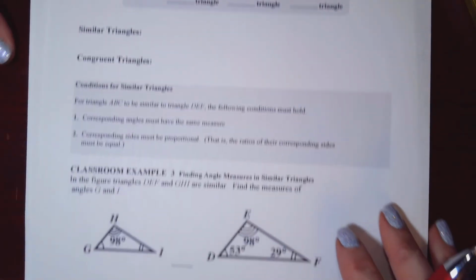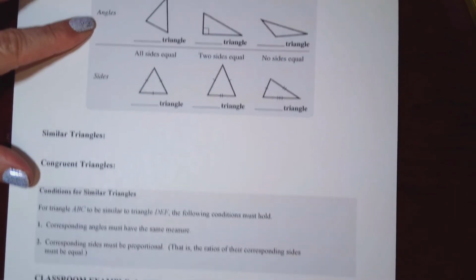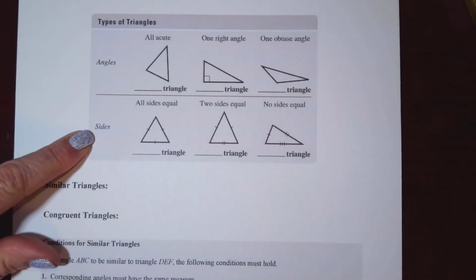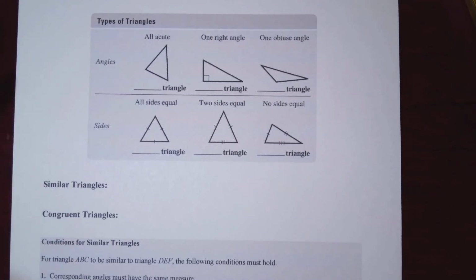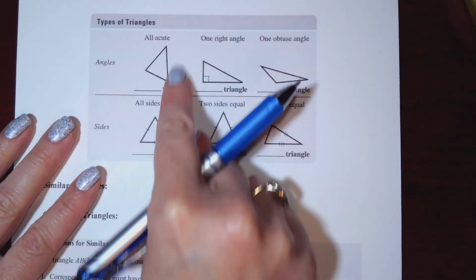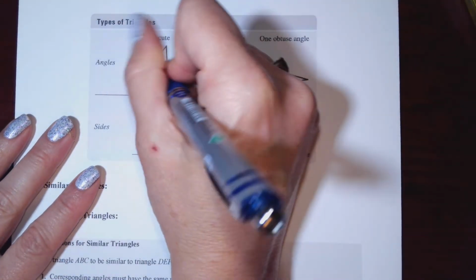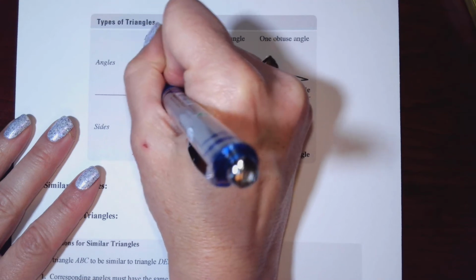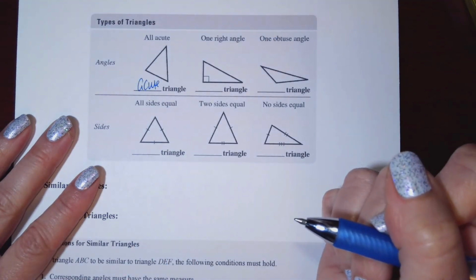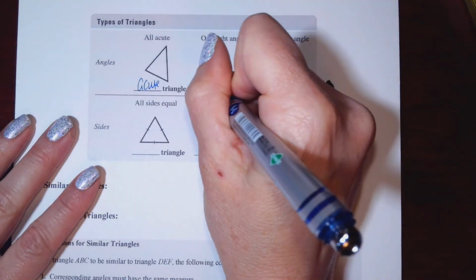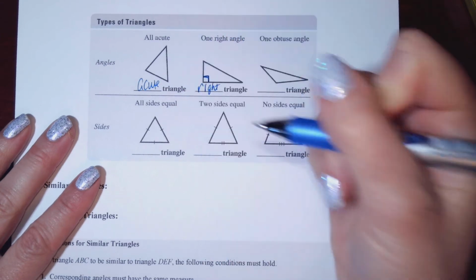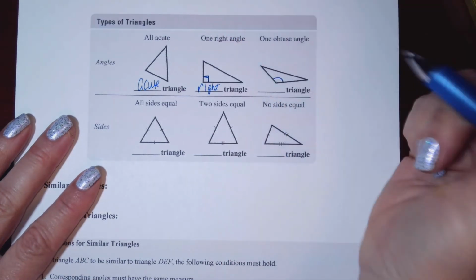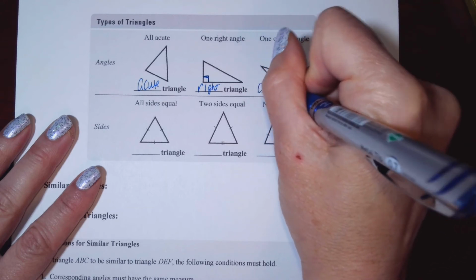We can classify triangles either by angles or by sides. Now, if we classify them by angles, we have 3 options. If all 3 of my angles are less than 90 degrees, we call that an acute triangle because all 3 angles are acute angles. If I have 1 right angle, then it's a right triangle. Makes sense so far, right? And 1 obtuse angle is an obtuse triangle.